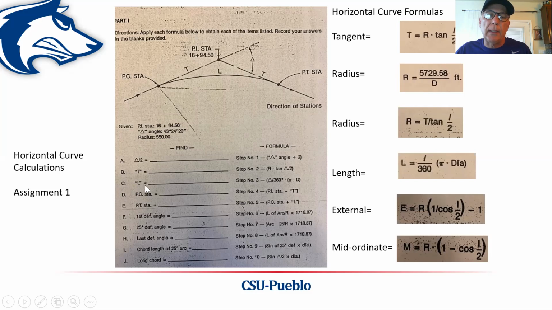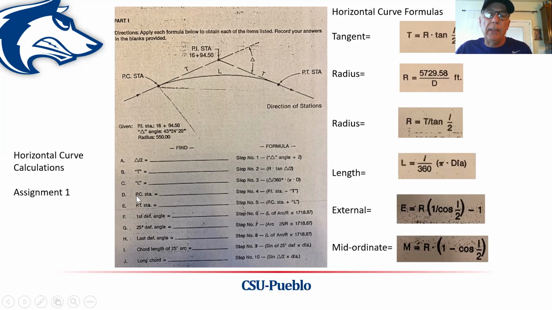Also, we were asked to calculate the length of the curve. The length of the curve is the distance from the PC to the PT, and that happens along the curvature line, or the design curvature line. These formulas were given over here on the side, but I also gave you in a handout some of the typical formulas used in this process for your information and for your reference.